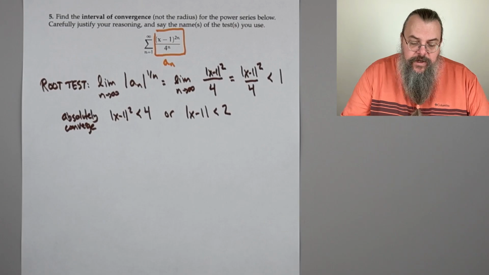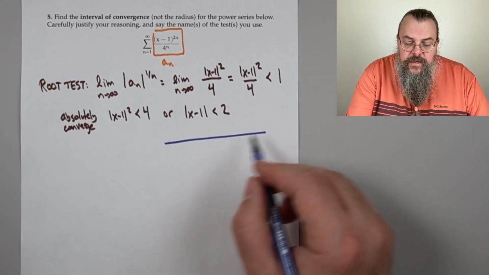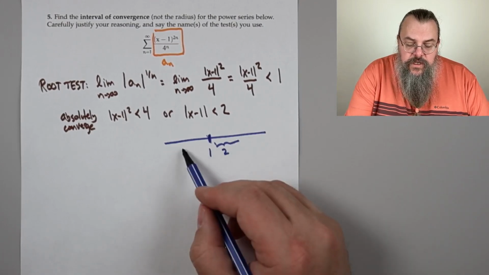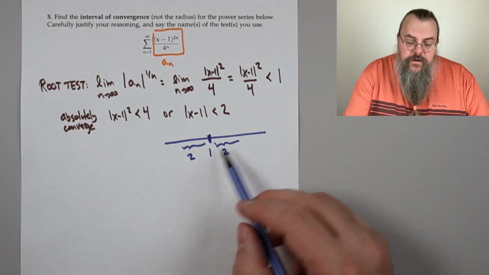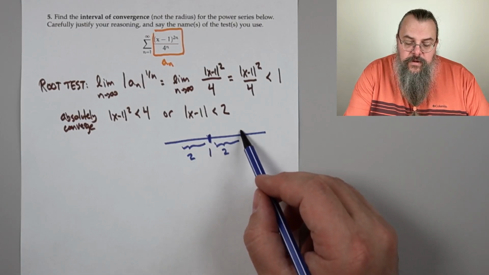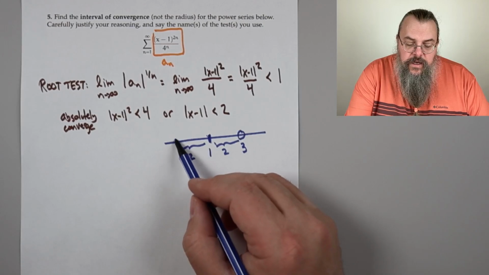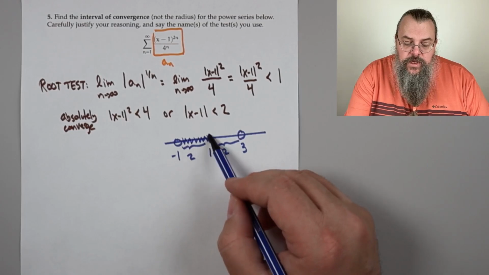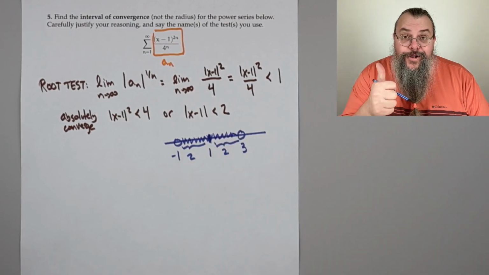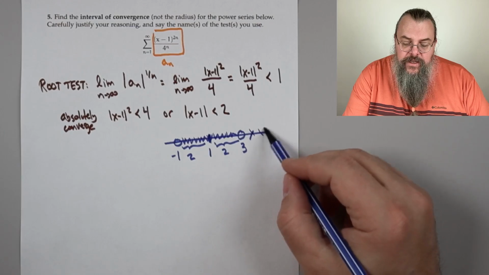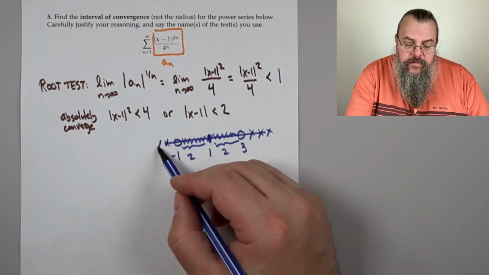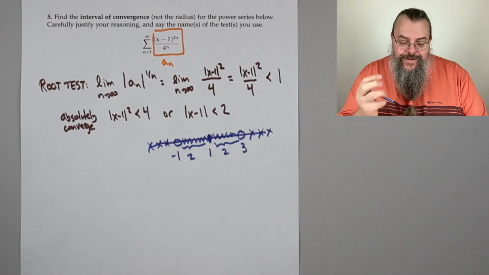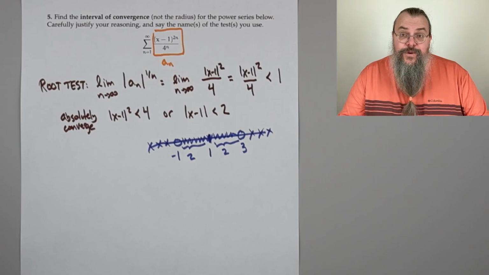So picture-wise, we have our number line. We have 1. And now we're going to go out 2 in each direction. So that gets us up to 3 and down to minus 1. We know for sure in between minus 1 and 3, we're all good. Outside, we're all bad. It's not going to work, which leaves us with 2 points. So now we're going to test endpoints.